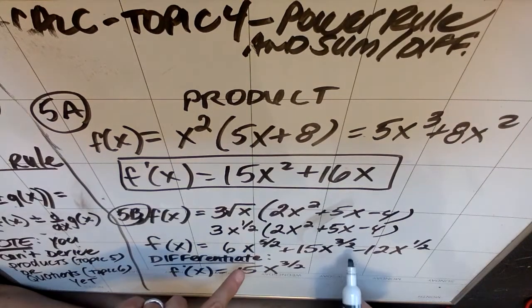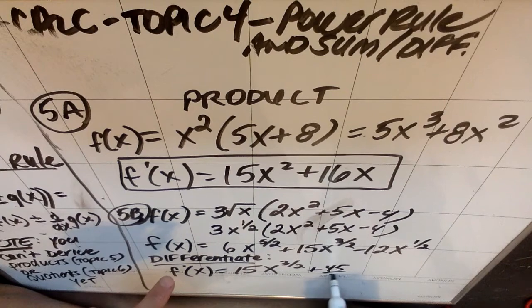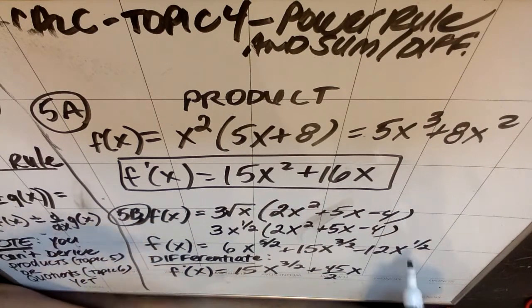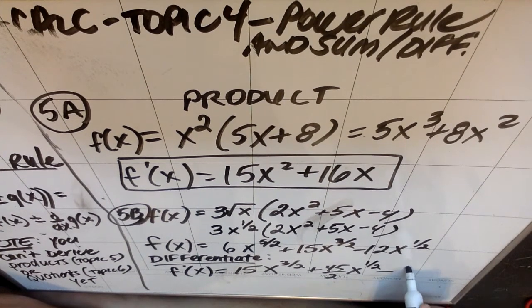When I go ahead and drop this 3 halves down in front, it's 3 halves times 15. Well, that's a 45 halves. X to the 3 halves minus 1 is a 1 half, right? And then when I drop this 1 half down in front, I'm going to get 12 halves, which is 6. X to the negative 1 half.